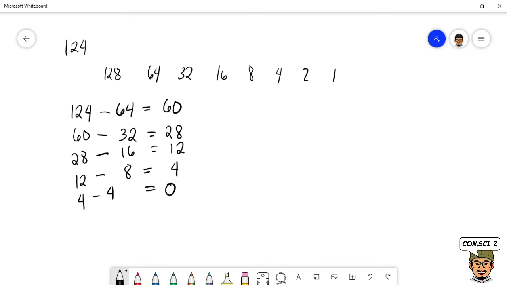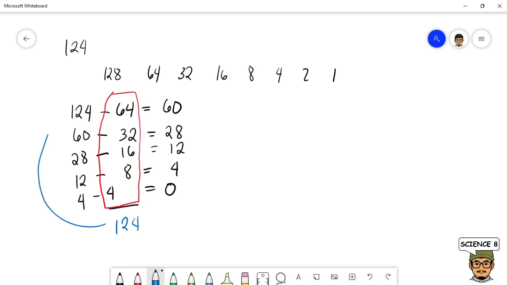Okay, so again, if we tally or total the numbers that we used here, they should be equal to 124, our given. If the sum of these numbers is not equal to 124, then our process and answers will be wrong. So we have to check it again.